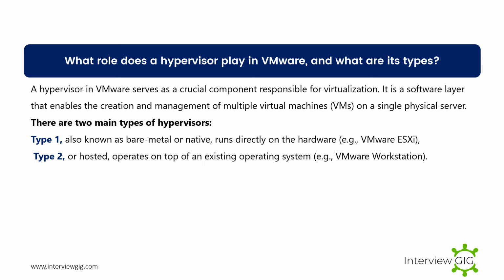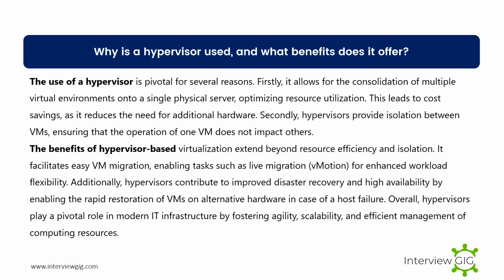Type 1, also known as bare metal or native, runs directly on the hardware, for example, VMware ESXi. Type 2, or hosted, operates on top of an existing operating system, for example, VMware Workstation.